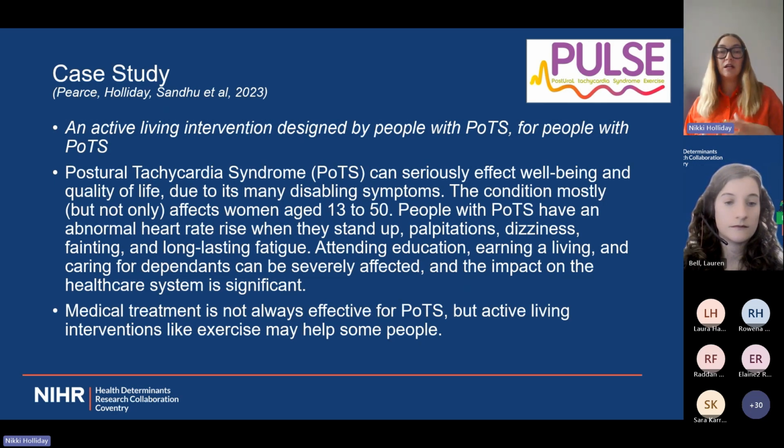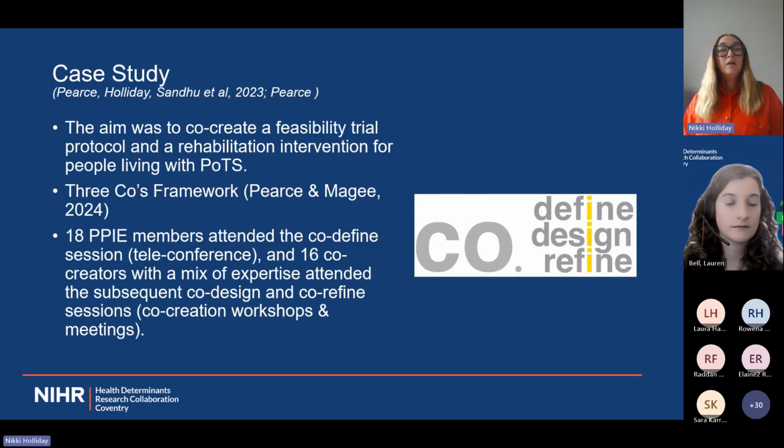Attending education, earning a living, and caring for people can all be severely affected by these symptoms, and the impact on the healthcare system can be quite significant. At the moment, medical treatment isn't always effective for POTS, but there is evidence to suggest that active living interventions like increasing exercise and activity may be helpful for some people. So our aim was to create a feasibility trial protocol and a rehabilitation intervention for this patient group.